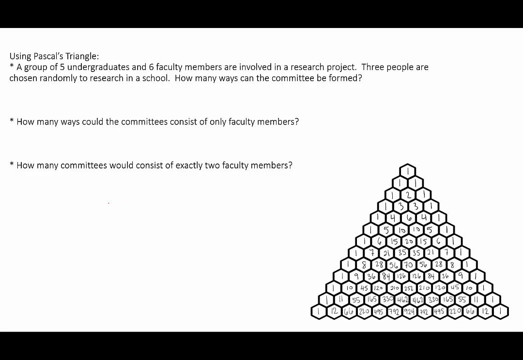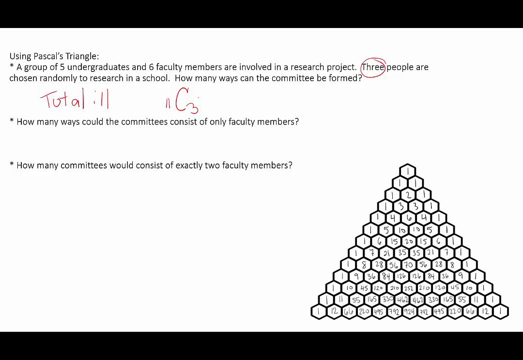Okay, so how many ways could committees be formed? We need 3 people from this research project. How many people are there total? There's a total of 11. So we're talking about 11 people. We have 11 and we want to choose how many of them? It says 3. So 11 choose 3.